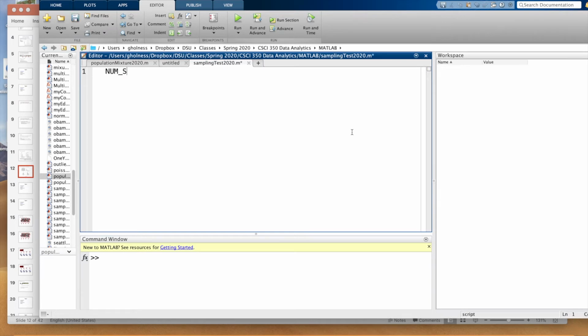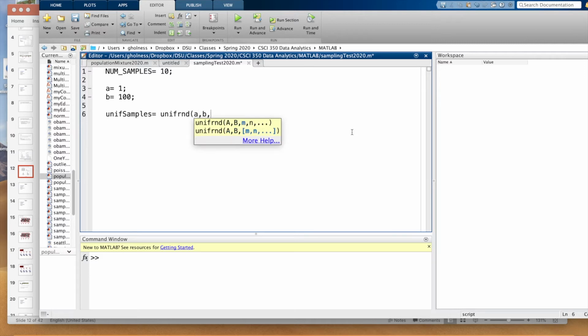All right, so here we have num samples. And let's just set that initially to 10 samples. And let's just sample from the uniform distribution. And for the uniform distribution, let's say a is 1, and b, the other parameter from the uniform distribution, let's call it 100. And we're going to say uniform samples equals unifrnd, and we're going to give it a and b, and we're going to say give us a 1 by num samples sized array.